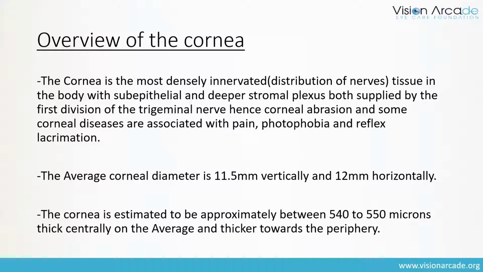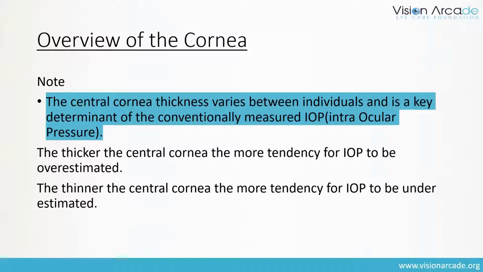Just for fun, the average corneal diameter is 11.5 millimeters vertically and 12 millimeters horizontally. The cornea is also estimated to be approximately 540 to 550 microns thick centrally on average, and thicker towards the periphery. You can imagine that our conversation is interlinked, because Ahmed has covered this. It's very important, as he mentioned earlier, with regards to your intraocular pressure. I'm not going to dive into that, because he's already said everything that needs to be said.